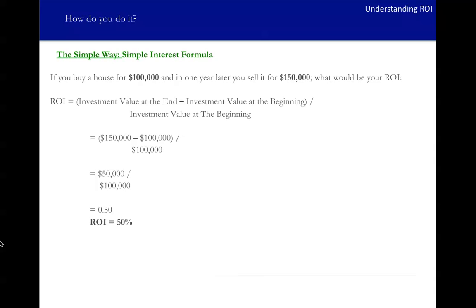Is that a good ROI? Well, if it was within a year, probably. If it was within 10 years, it's probably okay. It just depends on the time frame. But this is a good way to think about how to calculate ROI.